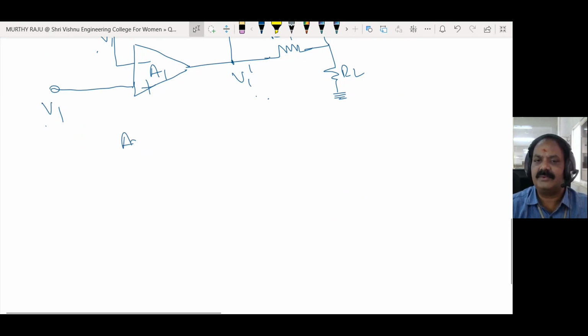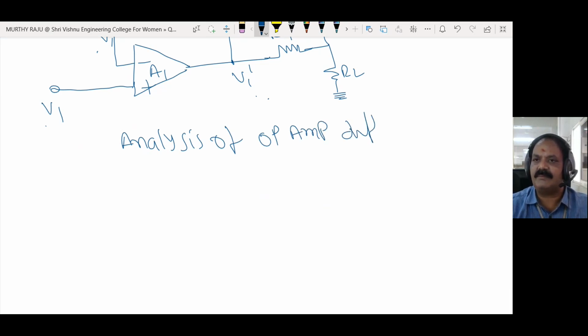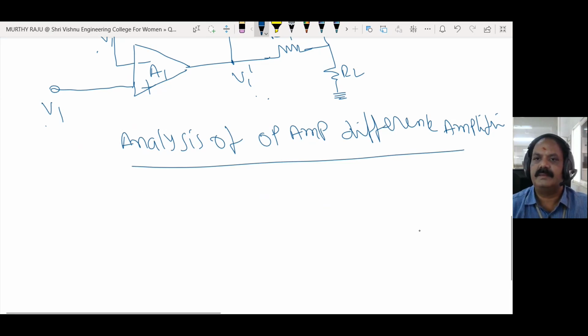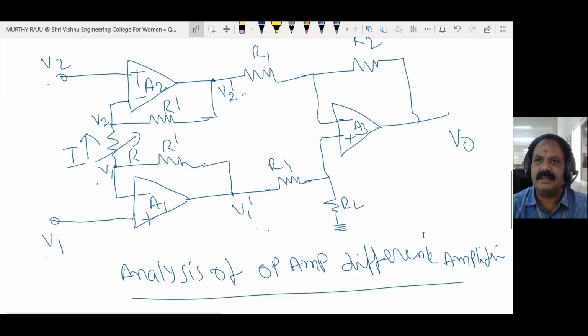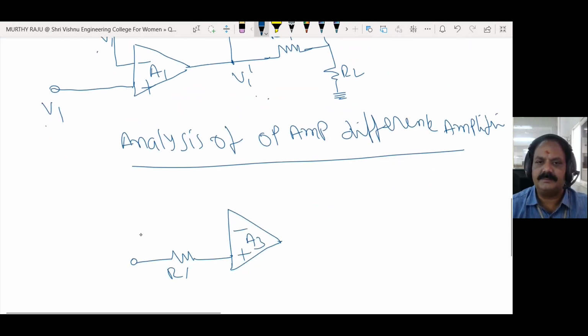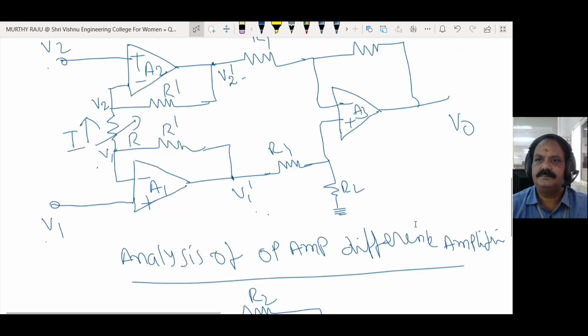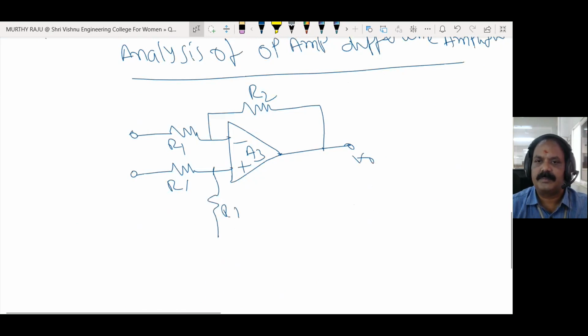Suppose analysis of the difference amplifier. See the difference amplifier configuration, A3, minus plus. This one is A3, this one is R1, here R1, here R1, this one is output, this one is R2, this one is R2. Ground. This one is V1 dash and V2 dash.